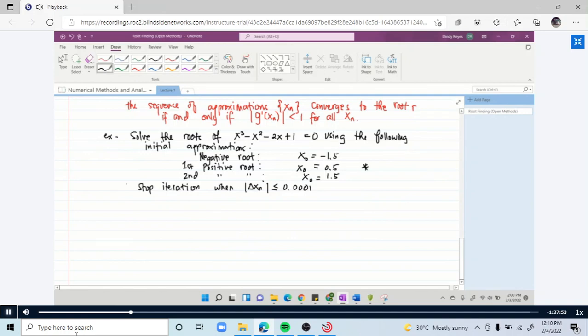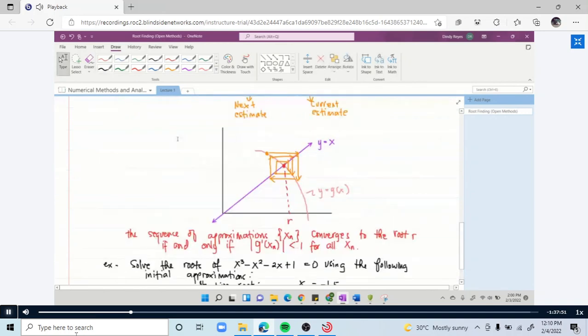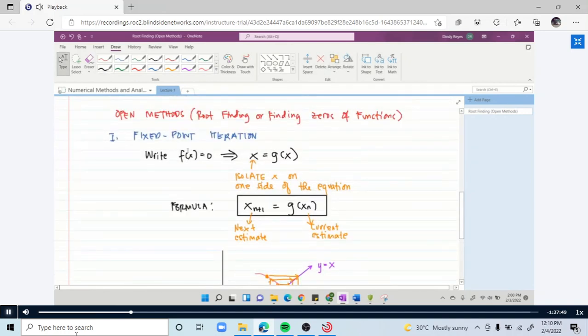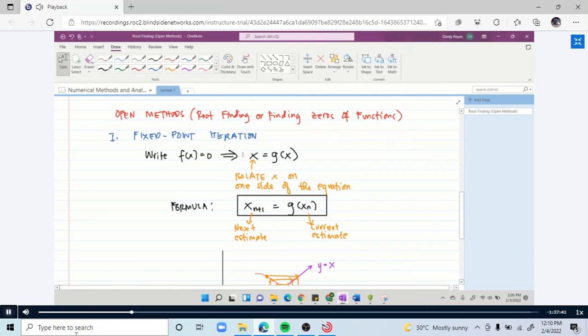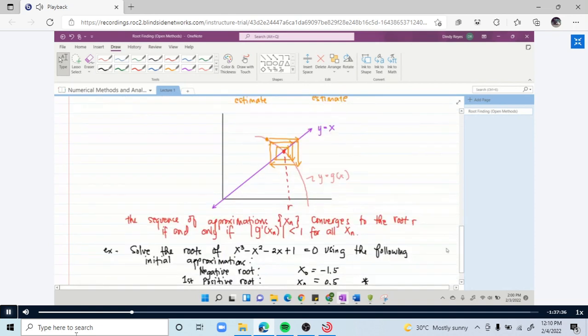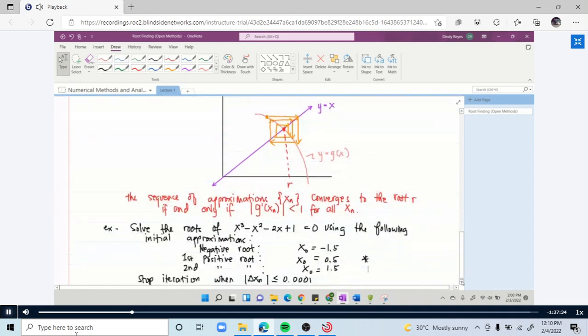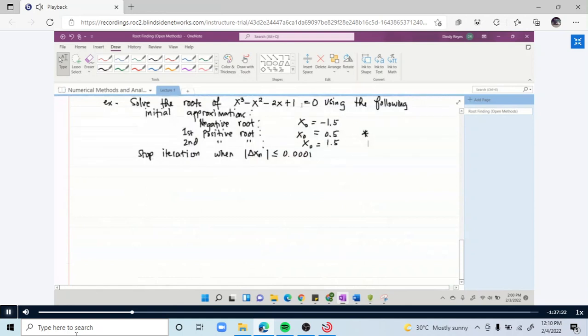Okay. Ang una natin gagawin is to write, sabi dito, if you already have the function written in this way, f of x equals 0, which it already is, write it in the form x equals g of x. So isolate one x, or x on one side of the equation. There are several ways to do that in our given equation. Ito yung given equation natin, no? But I will isolate x, 1x, using this 2x term.